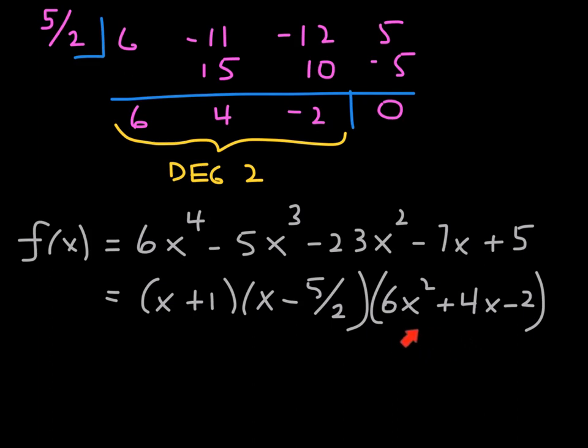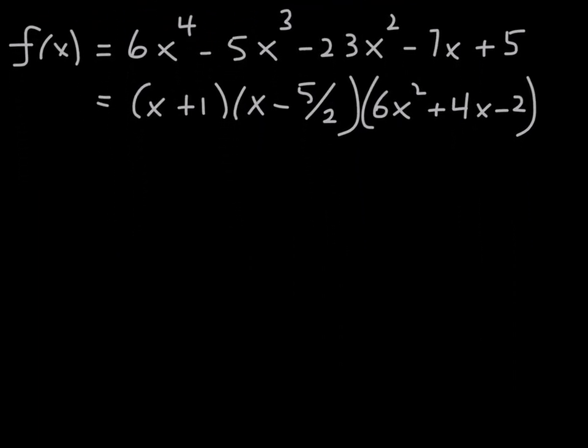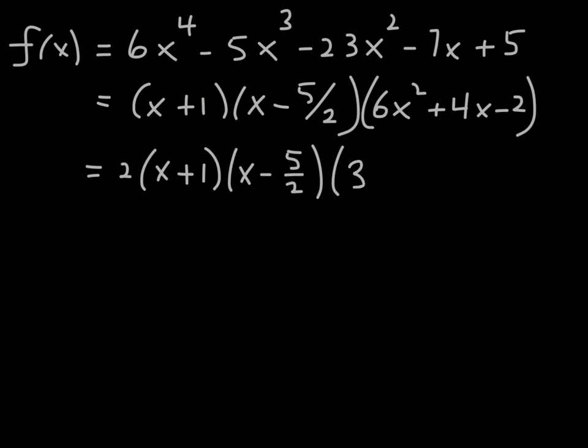To help us do that, factor out a GCF of 2 and put the 2 way out here in the front. All right, there's the 2. All right, so these factors were given. Now, when you factor out a 2 out of this trinomial, you get 3x squared plus 2x minus 1.